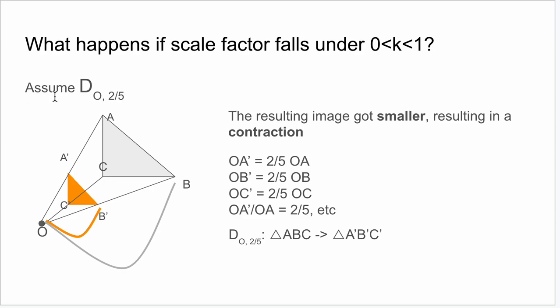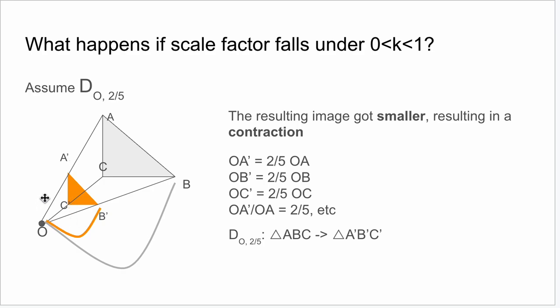If the scale factor of dilation is a fraction that is not greater than 1, for example, if it's 0.5 or 0.4 or something like that, then it will shrink. It's a contraction. For example, in this case, we map OA to OA prime, OB to OB prime, OC to OC prime. This way, OA prime is 2 over 5 of OA. That is a dilation of scale factor 2 over 5.